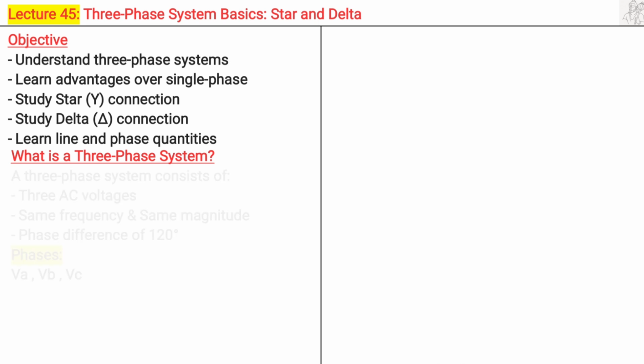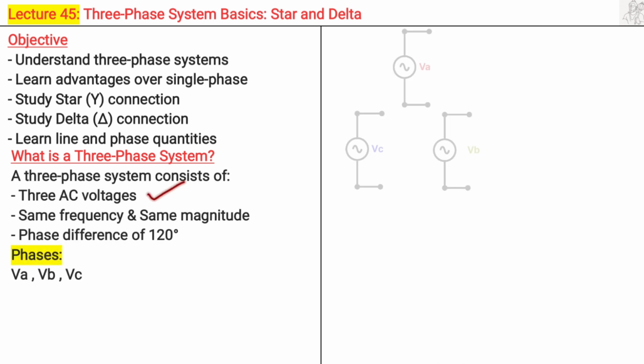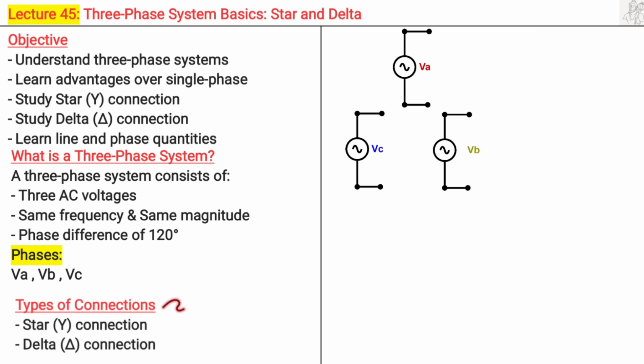So what is a three-phase system? A three-phase system consists of three AC voltages like this: VA, VB and VC. All three voltages have the same frequency and same magnitude and a phase difference of 120 degrees between each. Individually these have a total of 6 lines. In order to reduce the lines, we have two kinds of connection, that is star and delta connection.